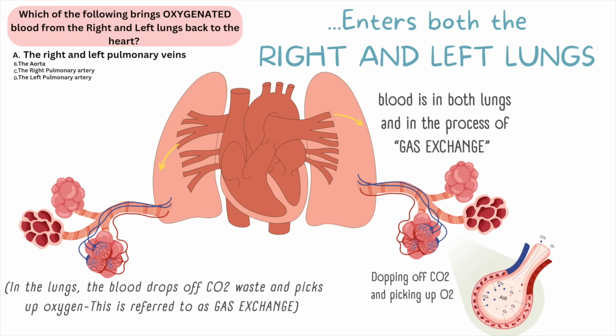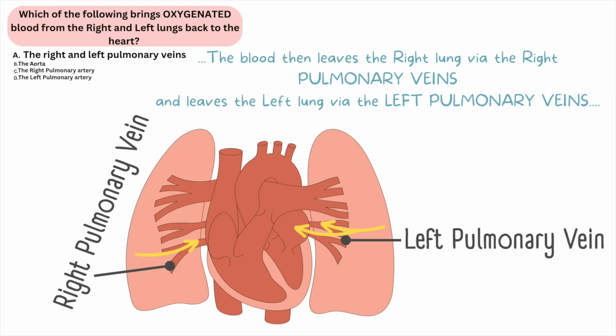So how does the blood get back into the heart? Well, notice below the pulmonary arteries, there are a couple of pulmonary veins. You can distinguish them because they are slightly smaller. The veins are smaller than the arteries. So blood is going to leave the lungs via the pulmonary veins. Blood in the right lung will leave through the right pulmonary vein, and blood in the left lung will leave through the left pulmonary vein.